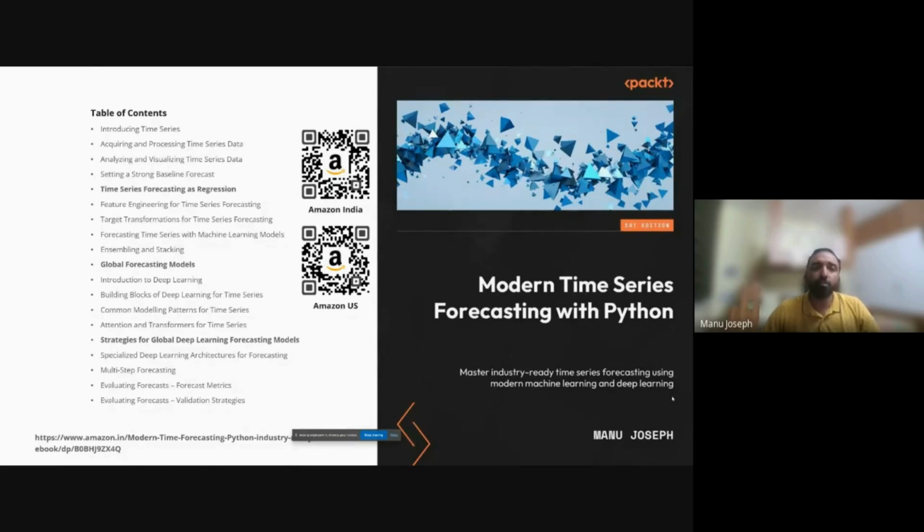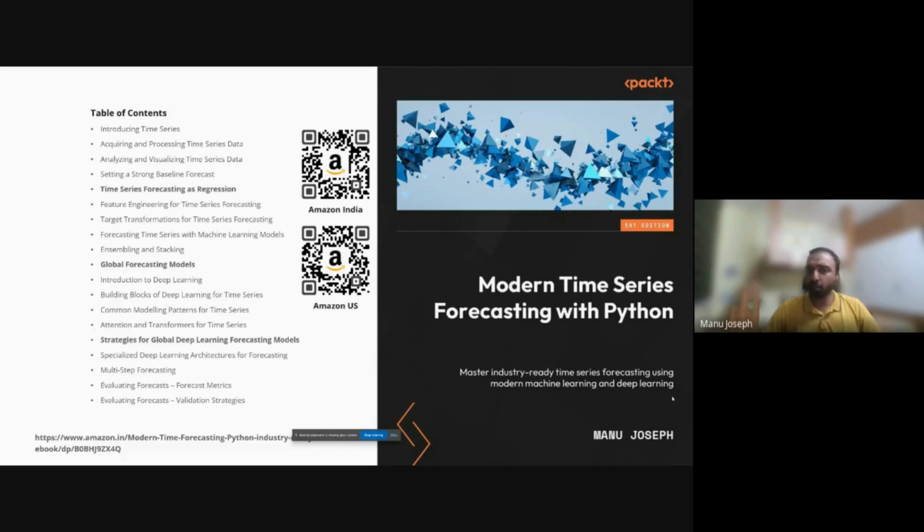And then quickly we move on to how we use time series as a regression, how we do feature engineering, how we do target transformations, how we do ensembling and stacking, etc. And then we talk about global forecasting models, which I'll be talking a little bit in detail in this talk. Then we also look at the deep learning side of it.